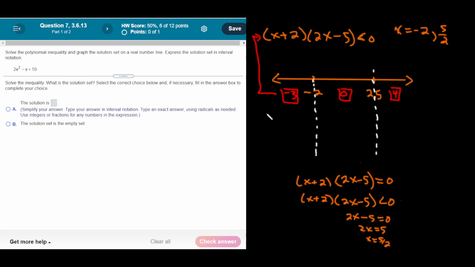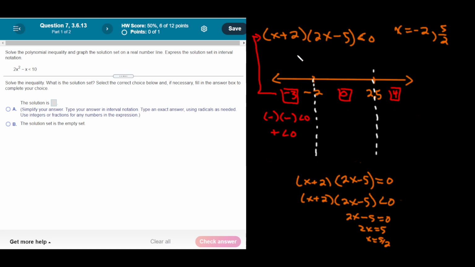We get a negative in the first parentheses. -3 times 2 is -6. -6 minus 5 is also negative. And we want to see if this is less than 0. What's a negative times a negative? It's a positive. Is a positive less than 0? No, it is not. So we will not shade.